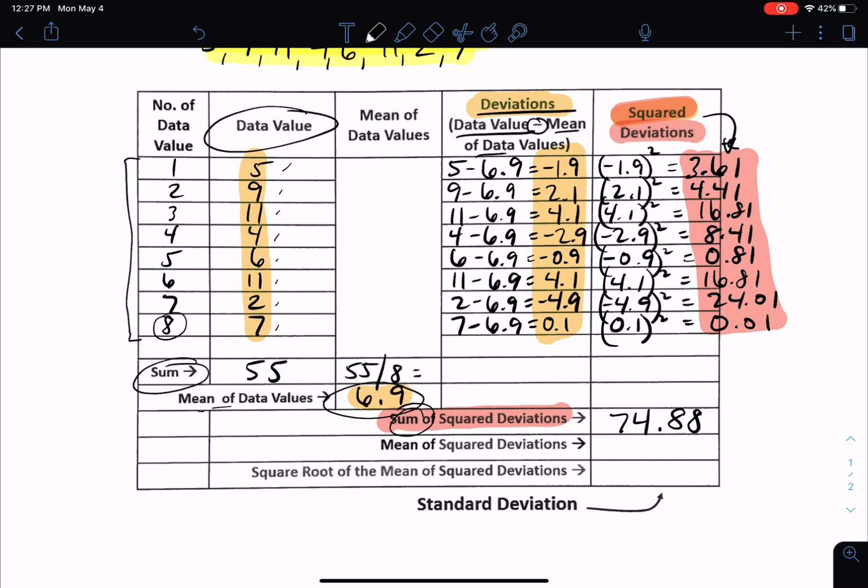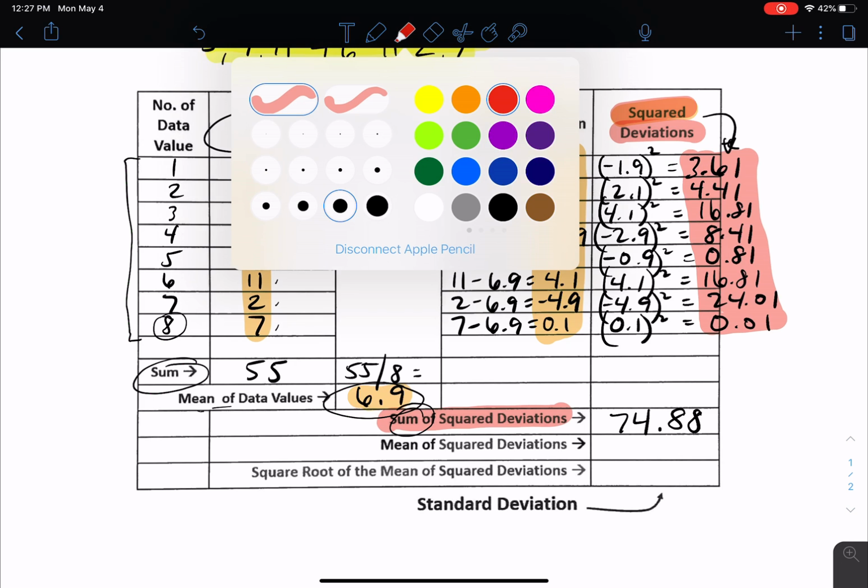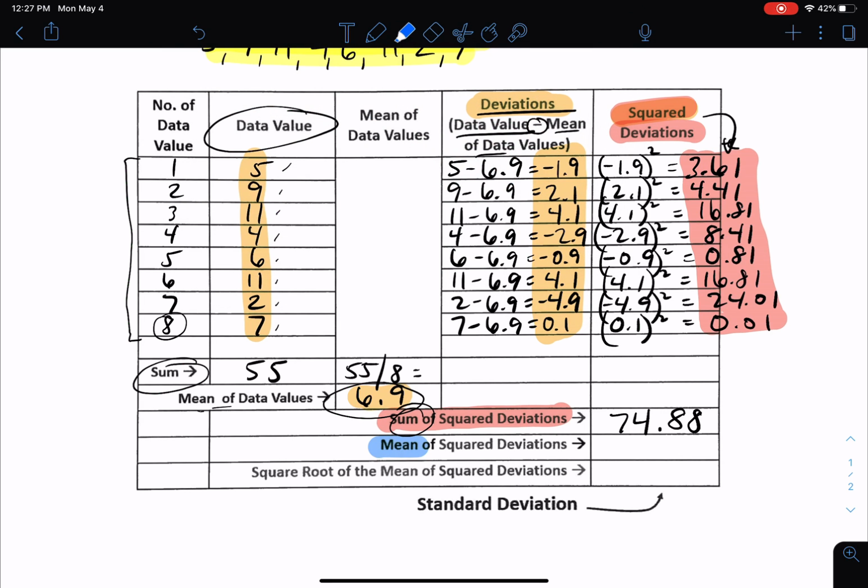Okay. Now, the next one says the mean. So we go back to that word mean. Mean of the squared deviations. Well, we did means over here. Mean means divide, okay? So what are we going to do? What are we going to divide by? We're going to divide by the number of squared deviations. Well, over here, there are 8 of them. So I'm going to divide by 8. I'm going to divide this number by 8, the number I just added up. And I get 9.36.